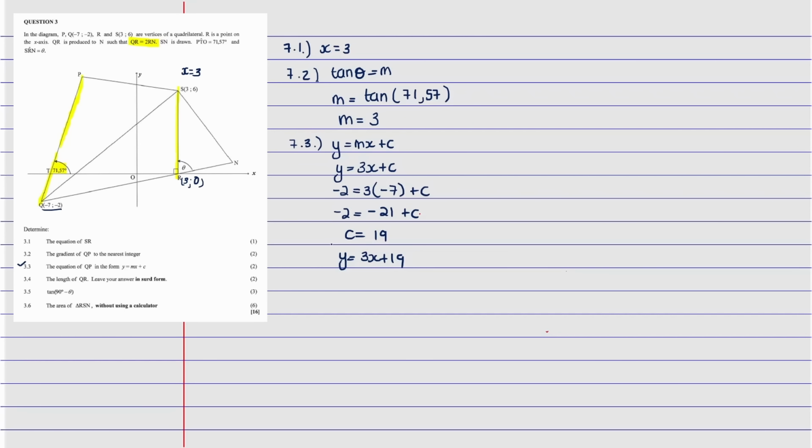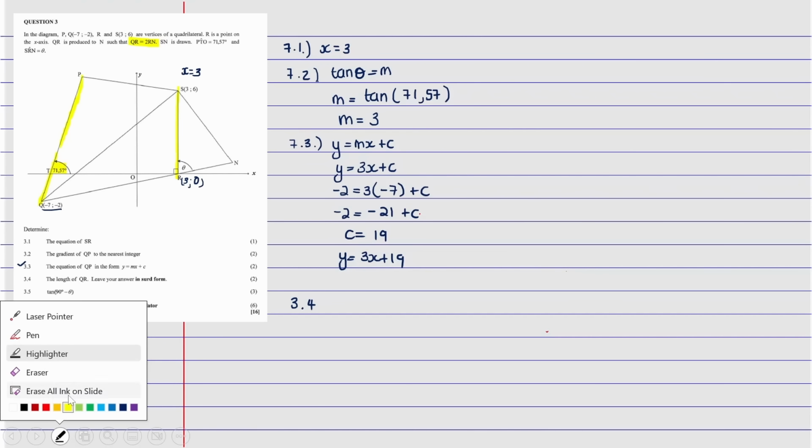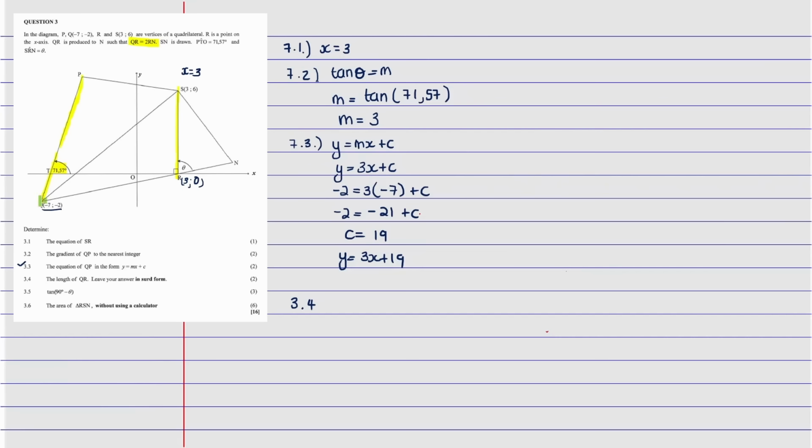So now with 3.4, not 7, why do I keep on saying 7? So let's say 3.4, right? With 3.4, it says the length of QR, so QR is here. Let's just change up the color. QR is going to be this one, right? We need to find the length of that. Do you see the fact that we have both the Q and the R coordinate, right? So we need to find the length, so it's using the distance formula.